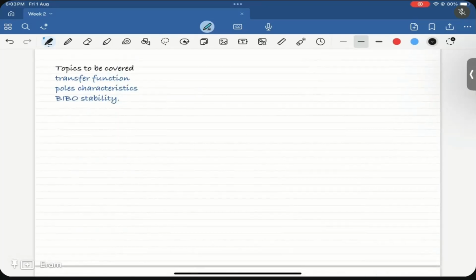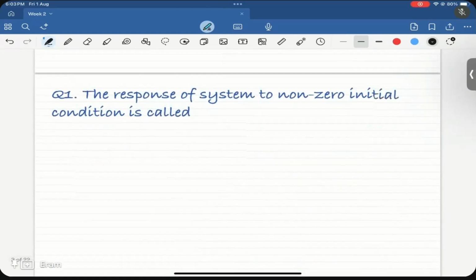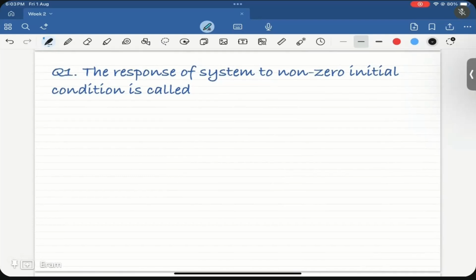So in week 2, you must have gone through topics covering transfer function, poles and zeros, and BIBO stability. We'll focus on questions related to these topics so that you should be able to solve the assignment problems that are uploaded in the course. Okay, so we'll start with our first question. Are all of you able to see my screen? Yes, ma'am.